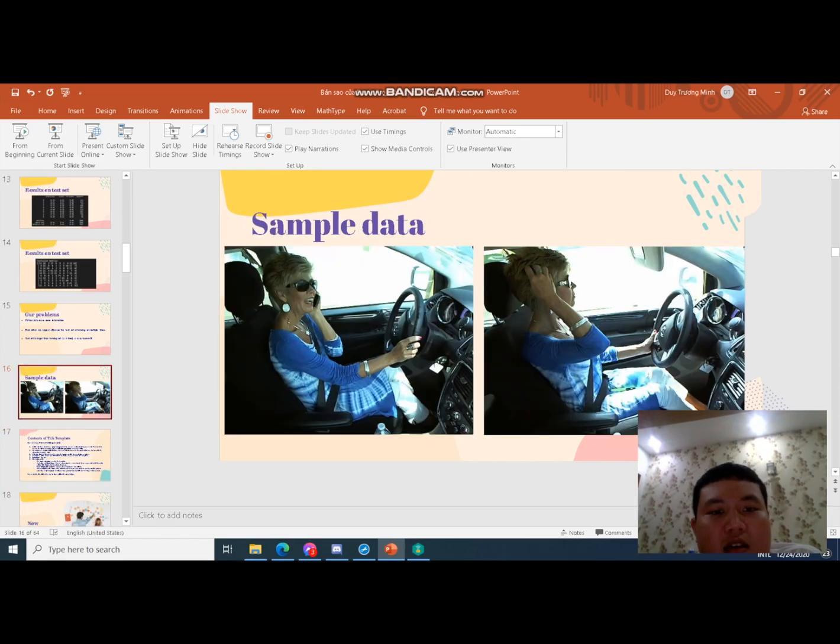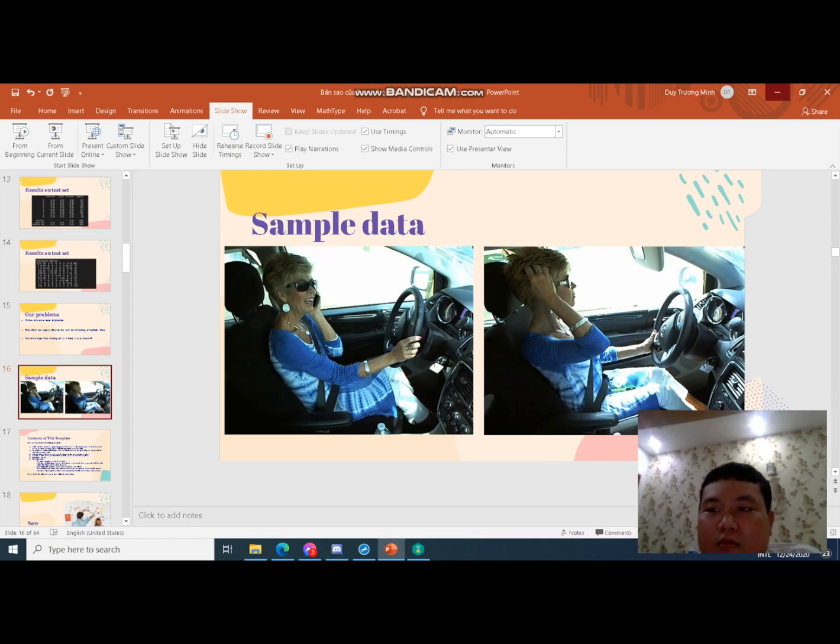As you can see, this is the sample data. Both pictures come from the training set, but they belong to exactly the same person doing different actions. The left side is talking on the phone, and the right side is hair and makeup. This illustrates our problem as I said before. So after recognizing our problems, we redesign our model and let's move to the next part of our teammate.